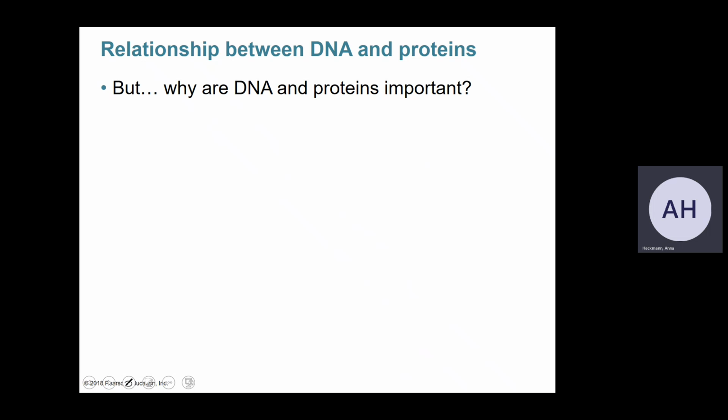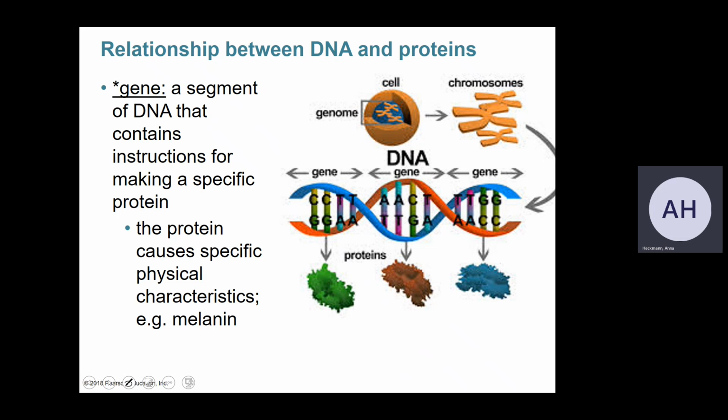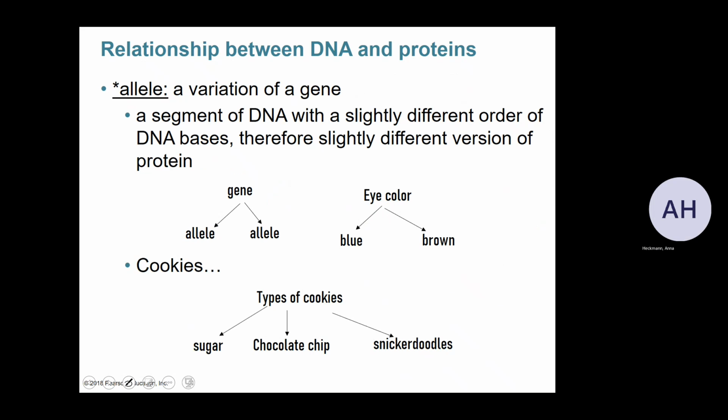So why are DNA and proteins important? Well, a gene is a segment of DNA that contains instructions for making a specific protein, as you may remember. To continue our analogy, a gene would be like a single recipe within a cookbook. Here we have 3 genes attached to one another, and each gene tells the cell how to make a different protein. Then each protein goes and does its job within the cell. For example, the protein melanin will produce skin pigment.